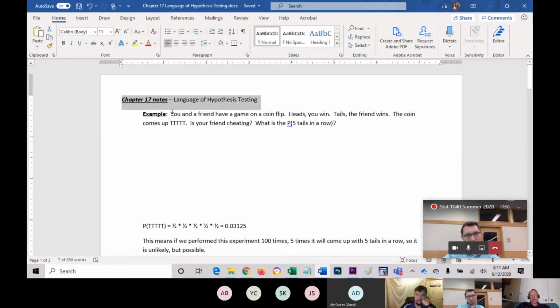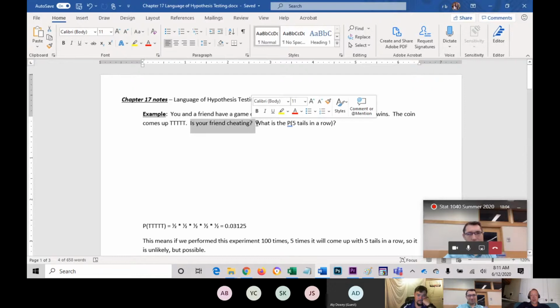So you and a friend are going to play a game with a coin flip. Heads you win, tails your friend wins. So the coin comes up tail, tail, tail, tail, tail. The question is, is your friend cheating? And so we could figure out what is the probability of 5 tails in a row.